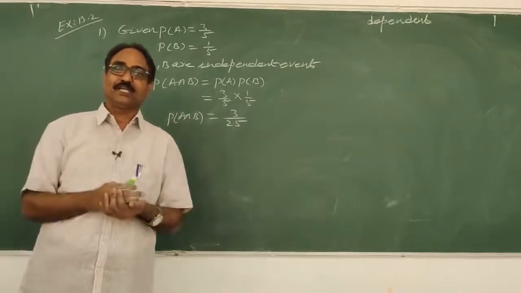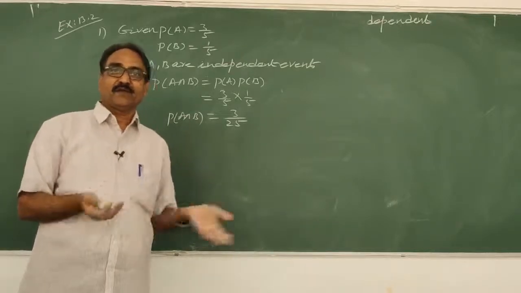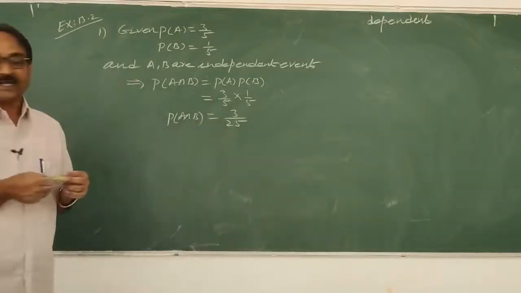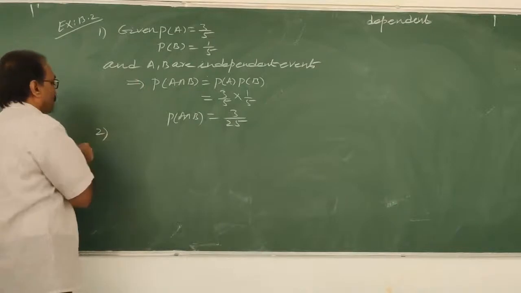That's all. He asked you to find out P of A intersection B. P of A intersection B is how much? 3 by 25. That is problem number 1. Bit number 2, I will write as problem number 2 also.